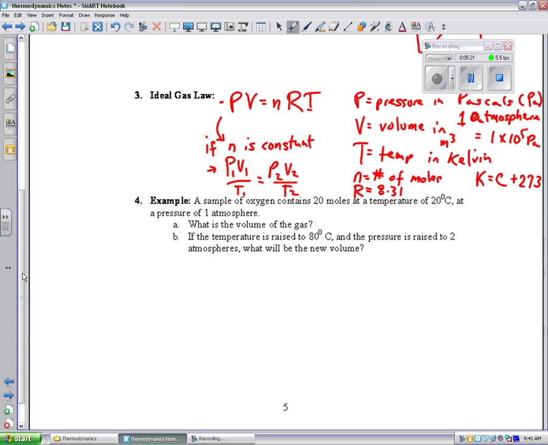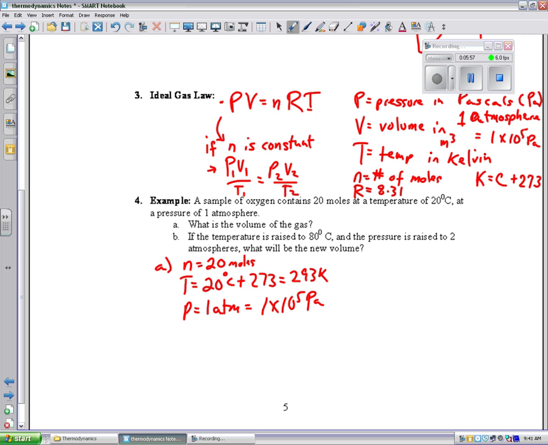Now, here's an example. A sample of oxygen contains 20 moles at a temperature of 20 degrees Celsius and a pressure of 1 atmosphere. What is the volume? So for A, we are given that we have 20 moles, so n equals 20 moles. Temperature is 20 degrees Celsius, but we have to convert it. So we add 273, that gives us 293 Kelvin. And the pressure is 1 atmosphere. Again, we have to convert that to pascals, so 1 times 10 to the 5th pascals. And then we want the volume.